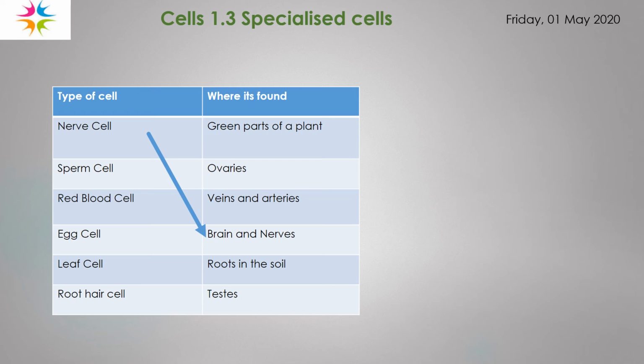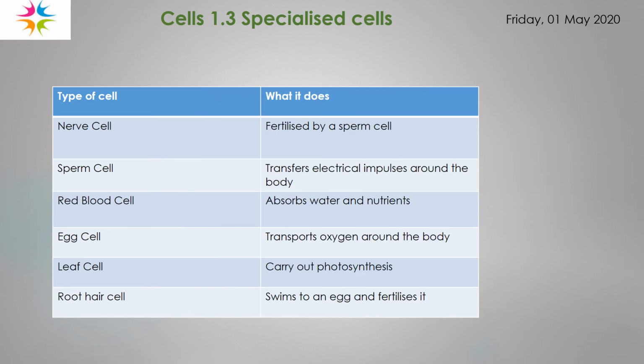Okay, let's see where the sperm cell is found. I think it's found in the testes. Let's see. Yes, I'm right, the sperm cell is found in the testes. You need to go through these next 3 slides and see if you can remember all of them. For example, this is the list of all the specialized cells on the left, and the right hand column tells you what it does, and you have to match the type of cell on the left with what it does on the right.